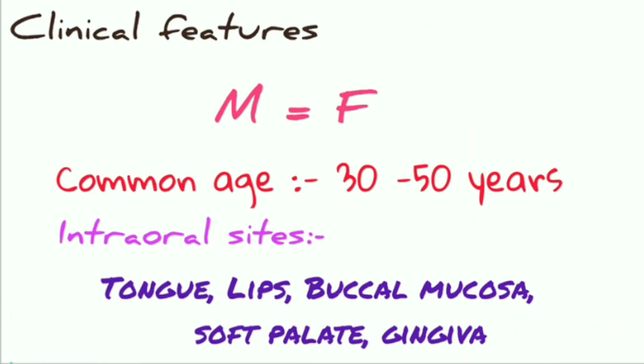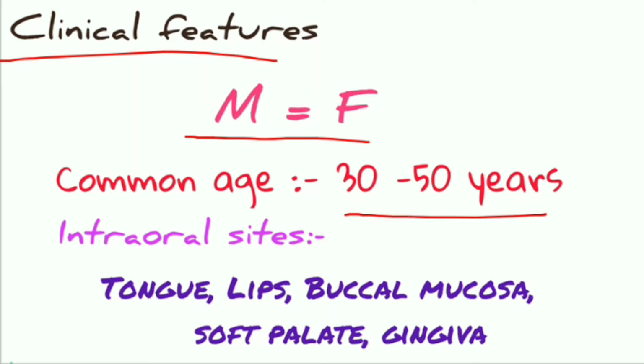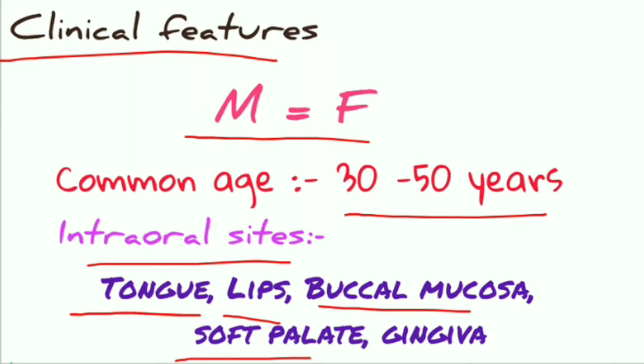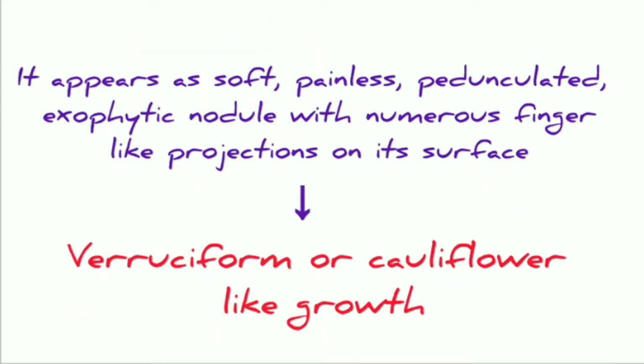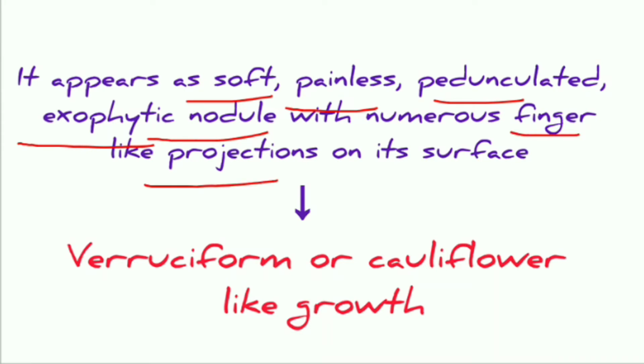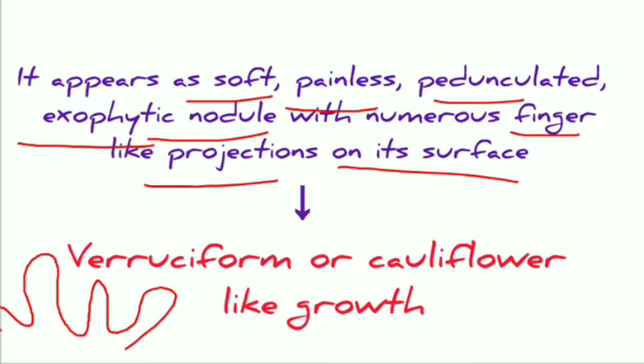Now let us see the clinical features of it. It occurs equally in male and female. Common age is 30 to 50 years. Intraoral sites are usually tongue, lip, buccal mucosa, soft palate and gingiva. Clinically it appears as a soft, painless, pedunculated, exophytic nodule with numerous finger-like projections on its surface. So it will somewhat look like this. Finger-like projections will be seen on the surface.